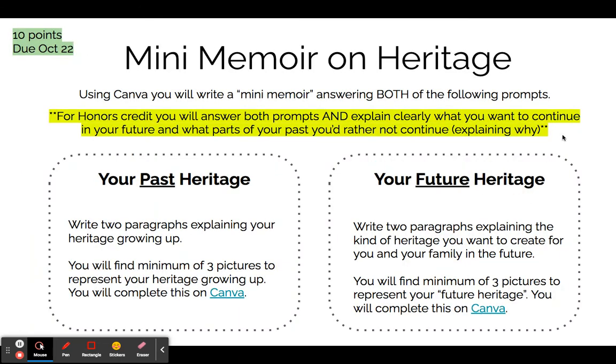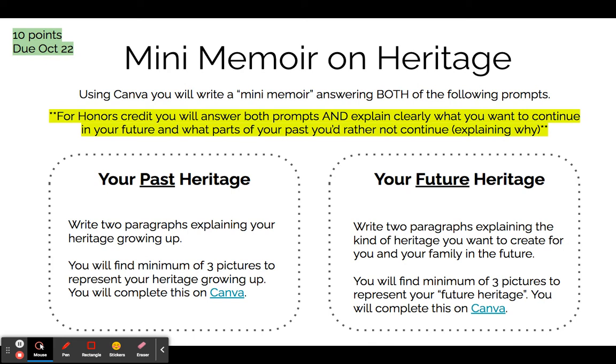All right, so this is going back to our video that we watched with Amy Tan. We are going to do a little mini project called the Mini Memoir on Heritage, and we're going to be using Canva to do it. So if you remember at the beginning of the school year, I had you practice using Canva with the My One Word goal thing. So you should already know how to use it, which is really nice, and you should already have your account set up. It's through your school email.